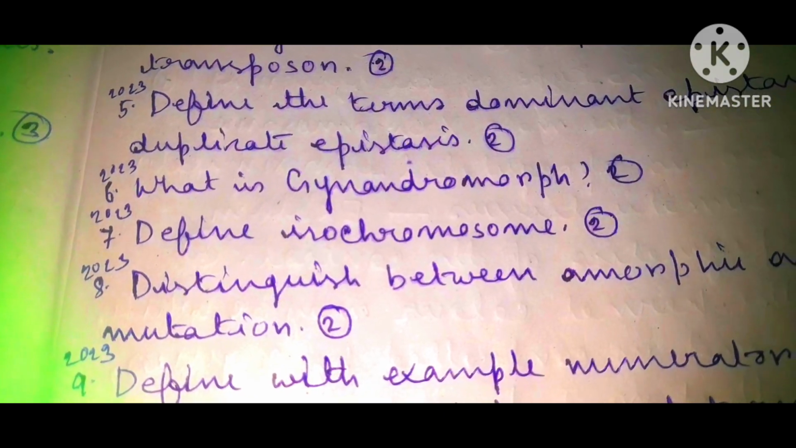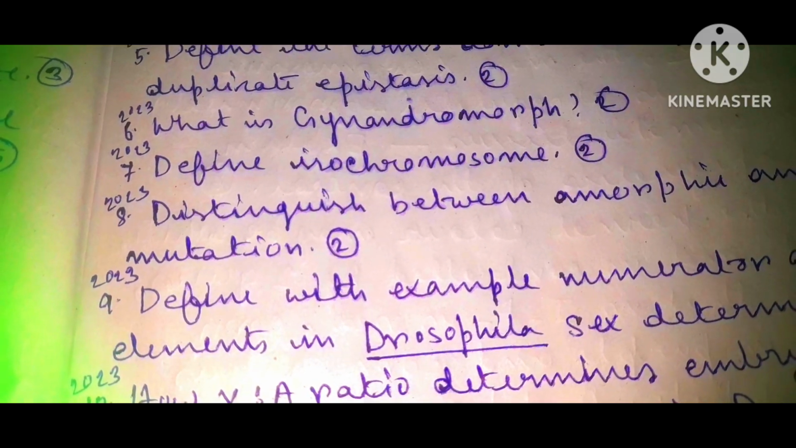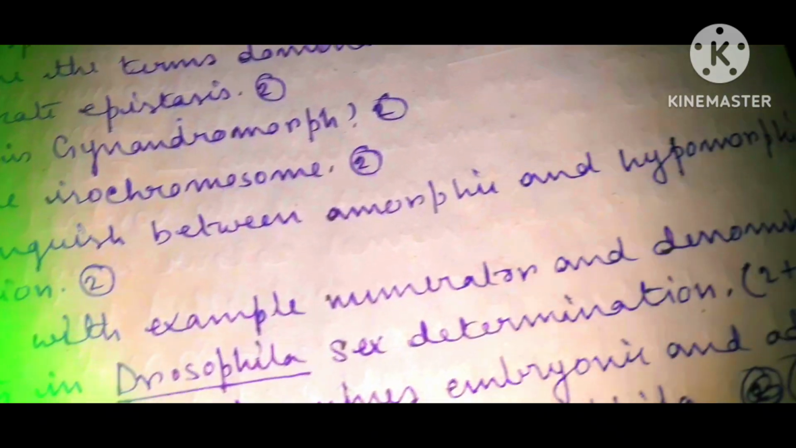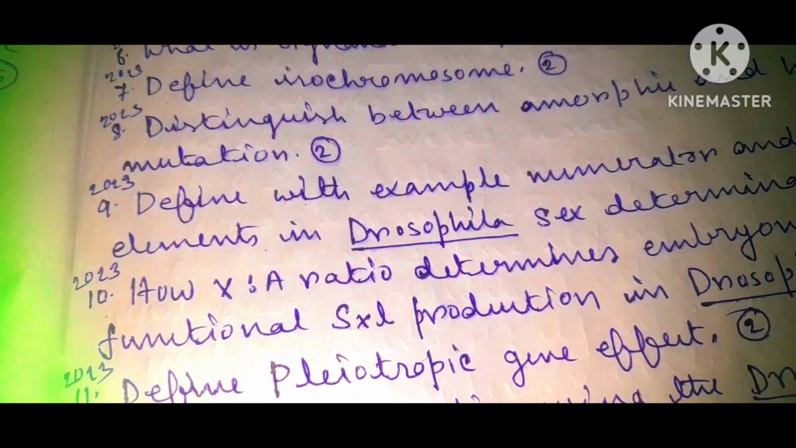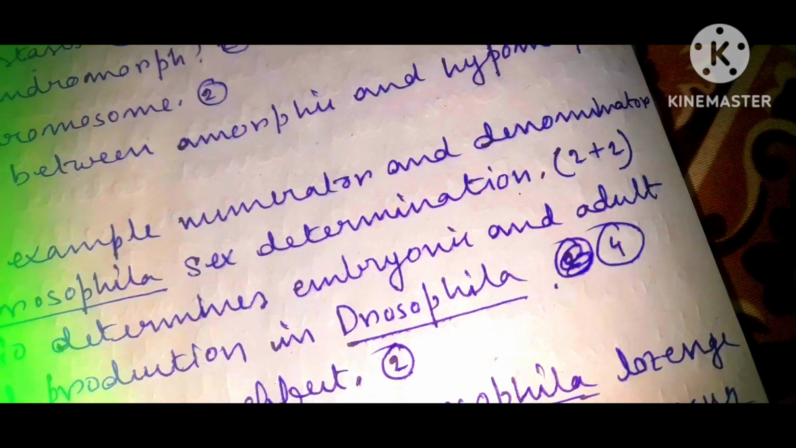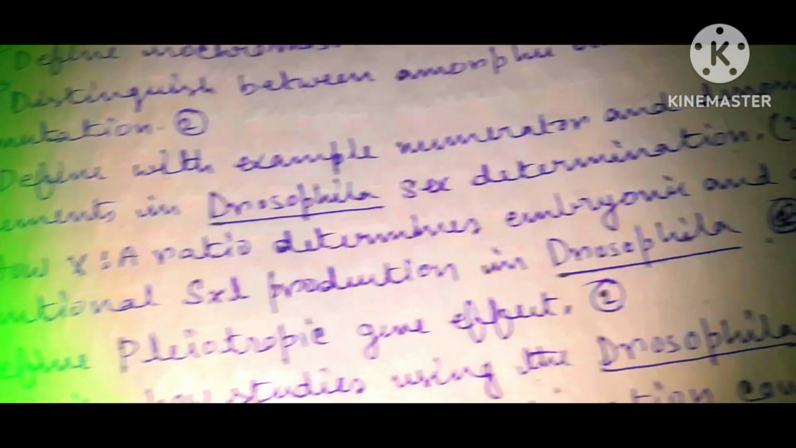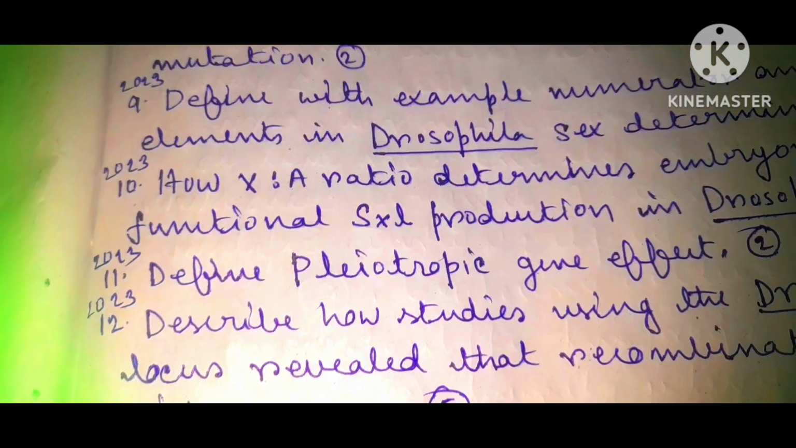What is gynandromorph, carrying 2 marks? Define isochromosome, carrying 2 marks. Distinguish between amorphic and hypomorphic mutation, carrying 2 marks. Define with example numerator and denominator elements in Drosophila sex determination, carrying 2 plus 2 marks.